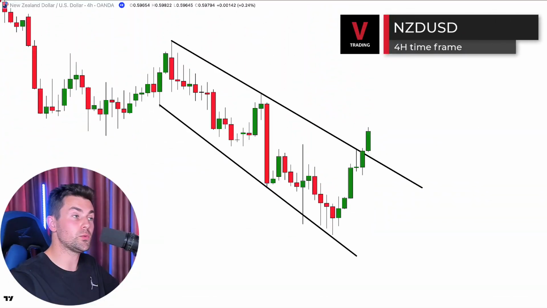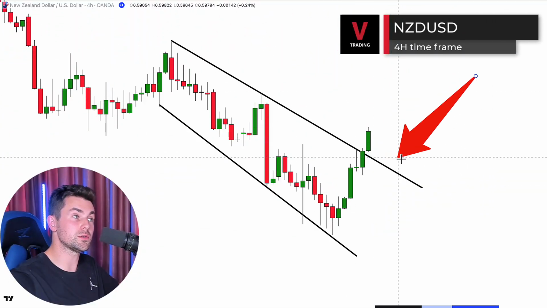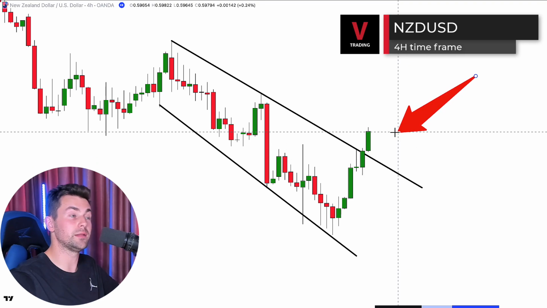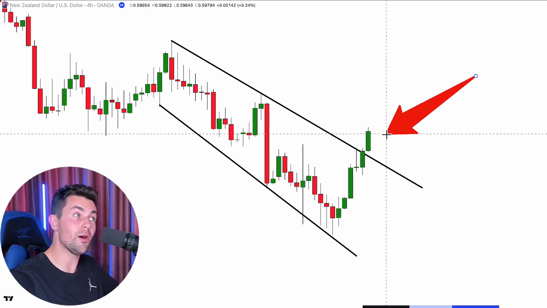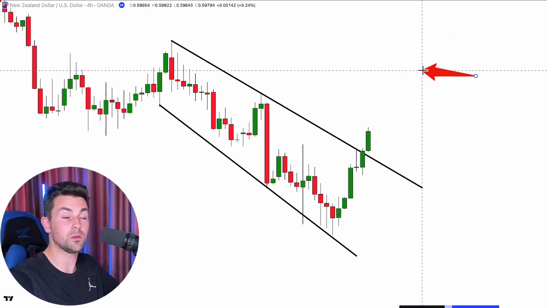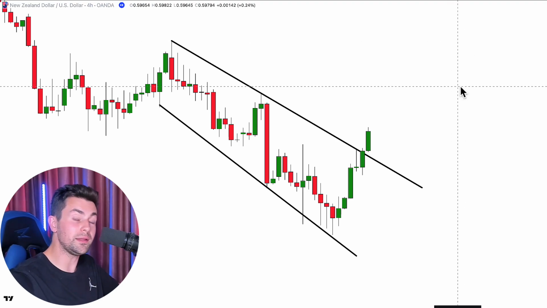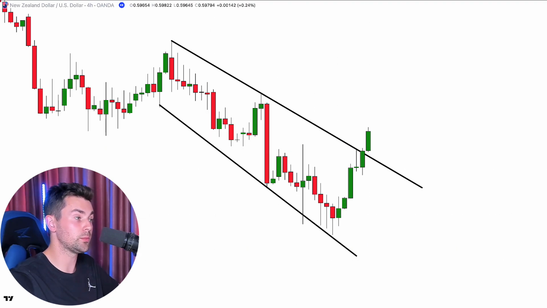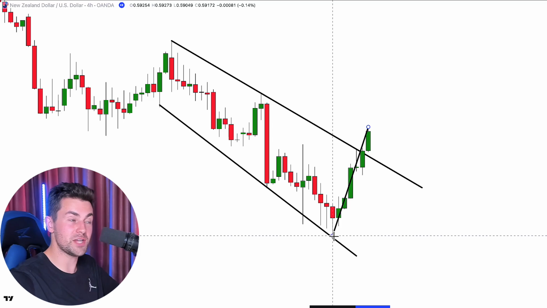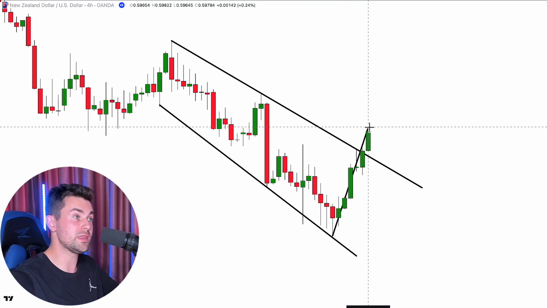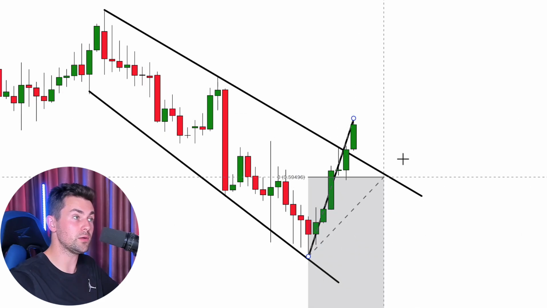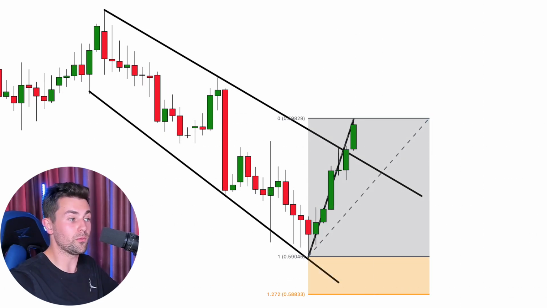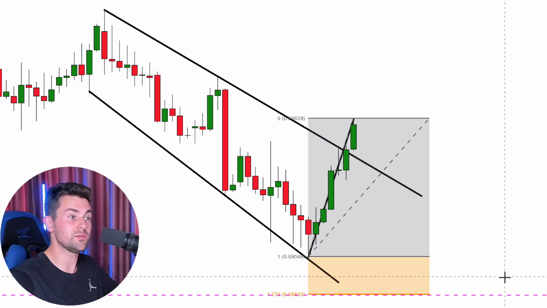On New Zealand dollar pair, we have a confirmed breakout of a resistance of a falling parallel channel, and that is the signal for us to buy, and we can expect that New Zealand dollar will continue rising. To find the safe stop loss for our trade, we will take our breakout candle and its high, and then we'll need to find the low of the channel. Based on this price movement, we will draw Fibonacci extension.